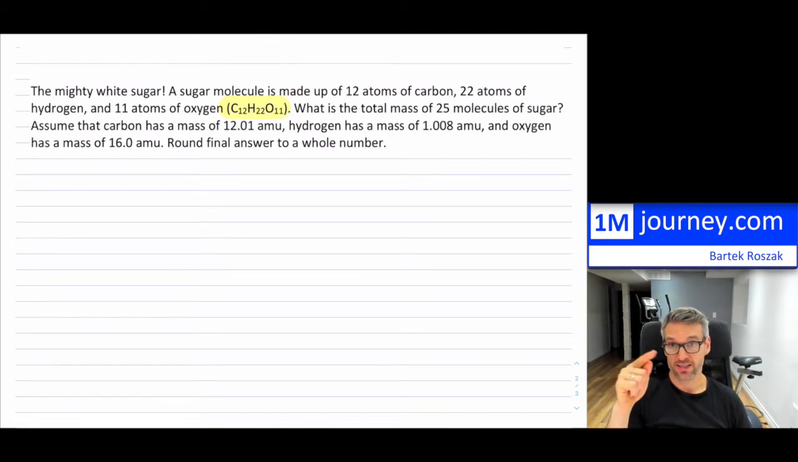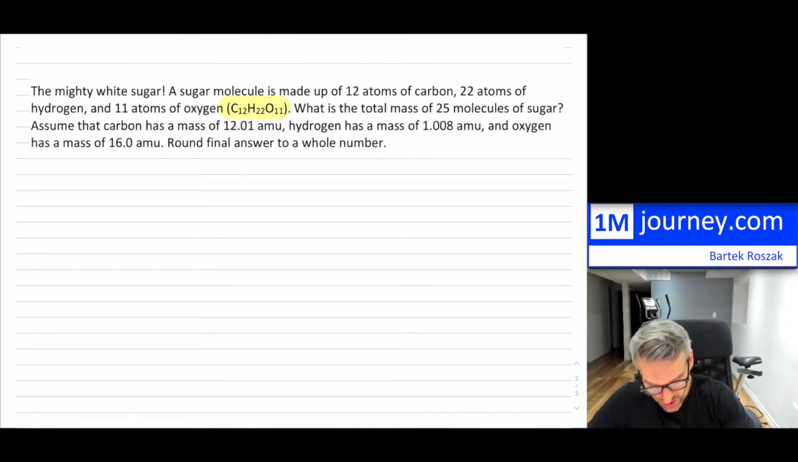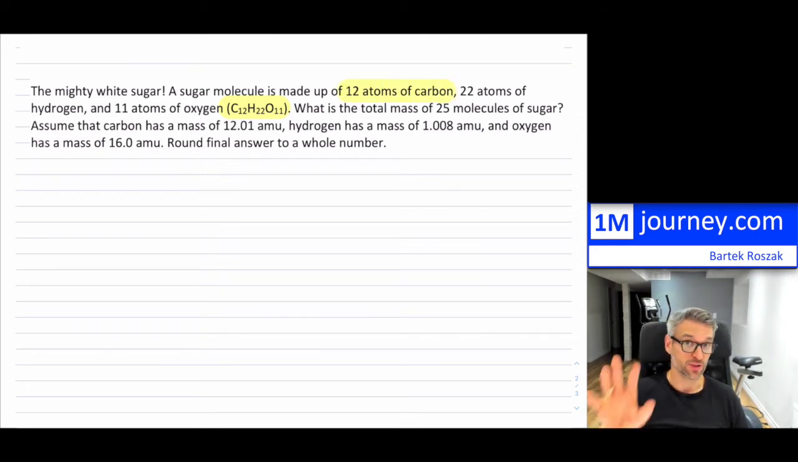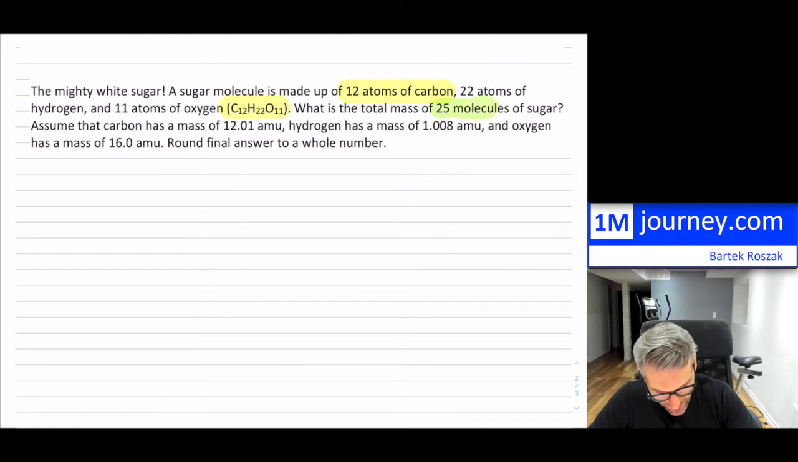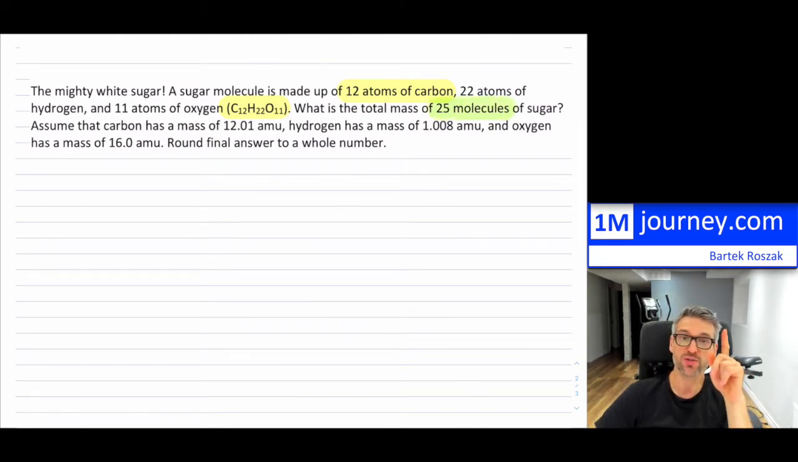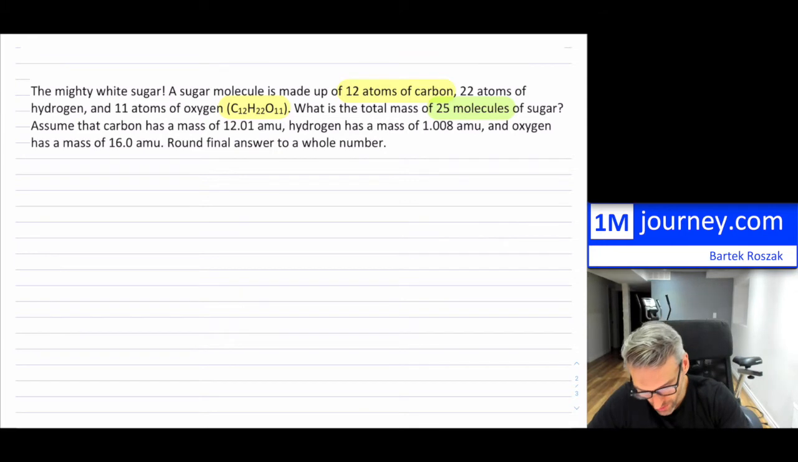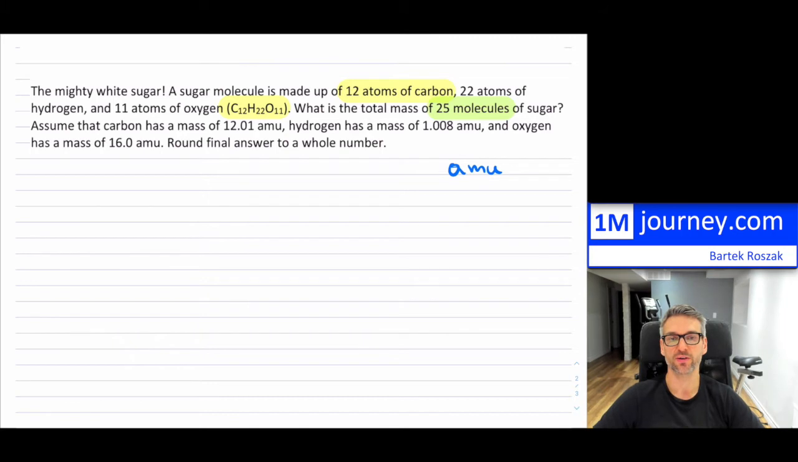Remember that the subscripts just tell us how many of each. Now, they tell us right here, and notice they're using the word atom. If they're using the word atom, it's going to have something to do with atomic mass units. So let's keep reading. The next thing they say is, what is the total mass of 25 molecules of sugar? Notice they want 25 molecules. As soon as you see molecules, that should ring a bell that we're going to be dealing with atomic mass units here.